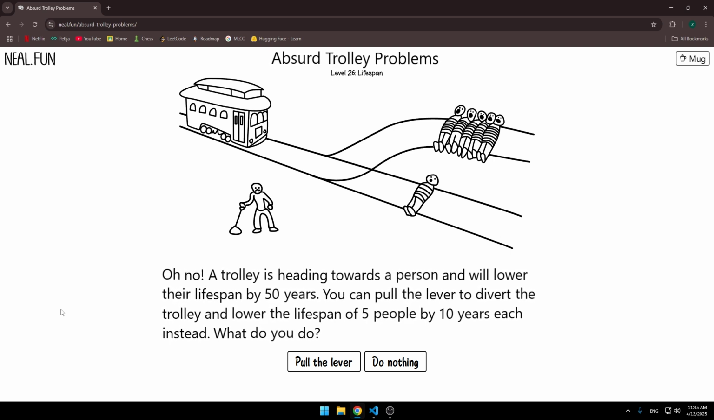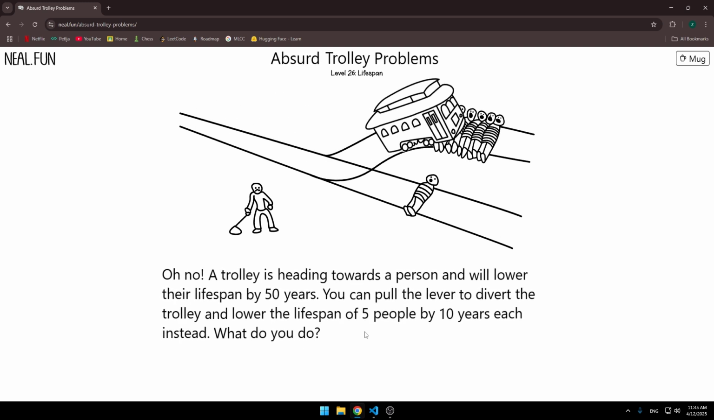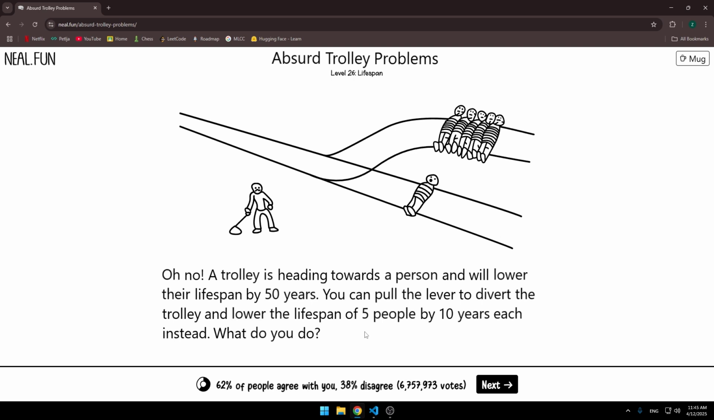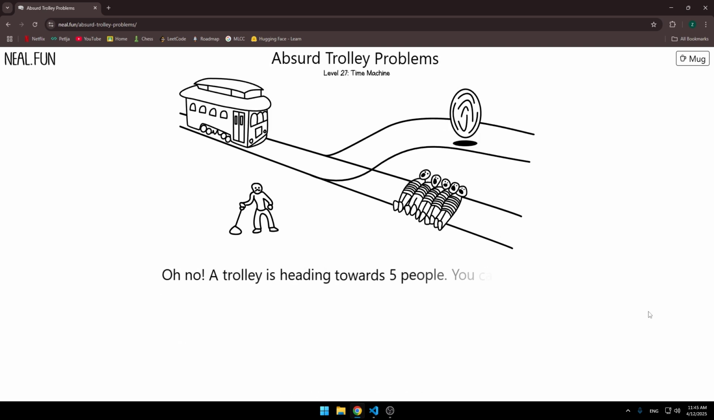Okay, I agree with it, but where the hell did it get 30 years from? What's a net gain of 30? I won't question it. I just won't question it here, okay? Let's go to the next one.